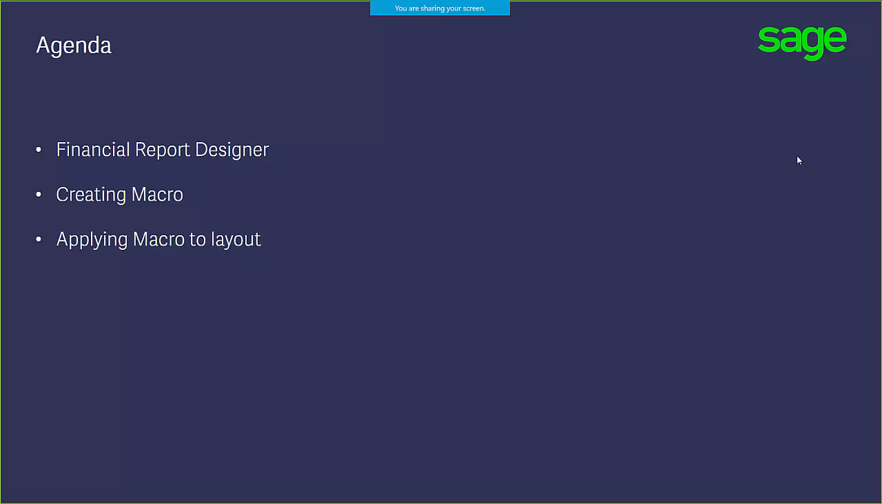So what I want to cover today. Firstly, I want to just cover the financial report designer and how you can create layouts and then customize them for your customers or yourself. And then I want to show you how to create a macro which is based on a tip that we've provided in our tips and tricks for Sage Intelligence. We're going to tweak that macro so that it actually does more than what we wanted originally to do, so that you can then see the different options that you have when working with macros. I'm going to apply that macro to the layout and show you how that works.